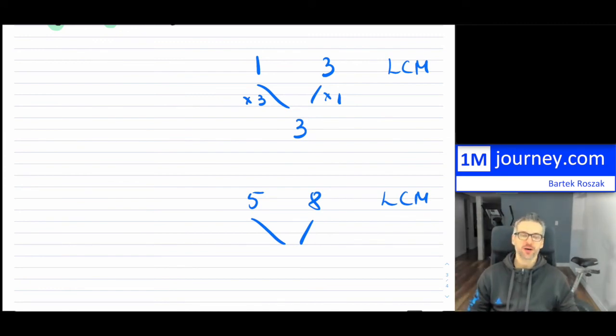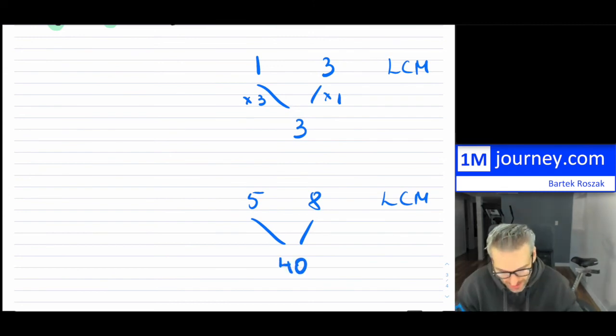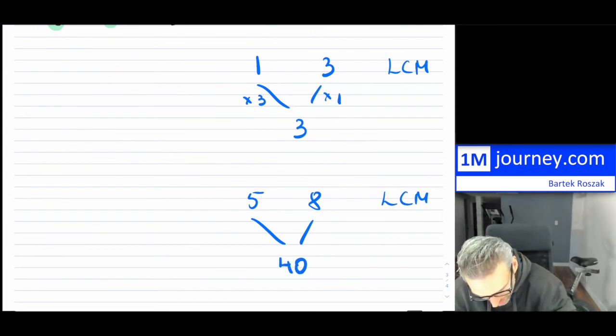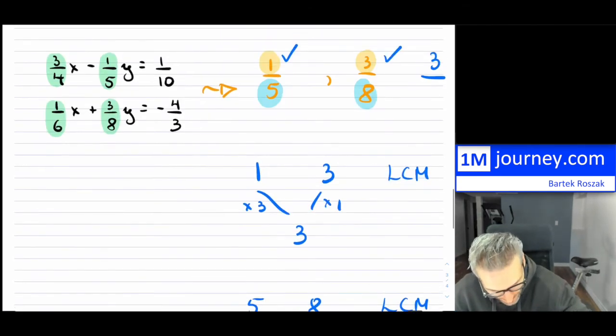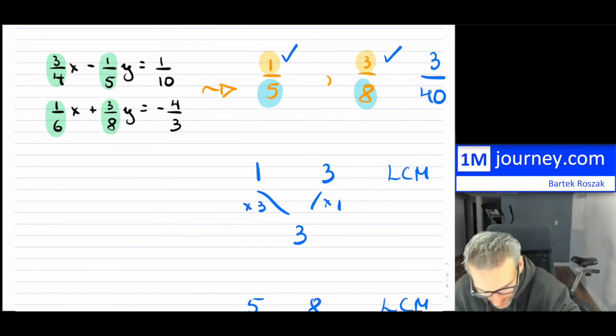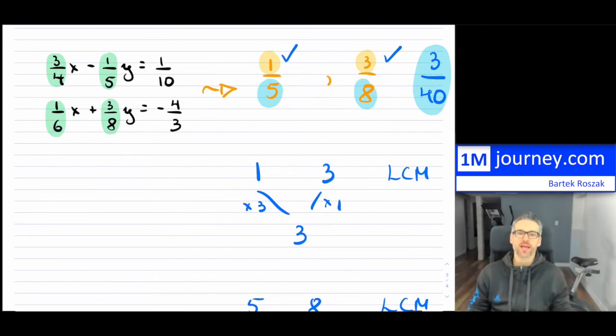Okay, and it turns out, in this case, unfortunately, it's 40. All right, you can't really get away from that. So it's going to be 40. Now, how to get to 40? Well, it's going to be multiplying this by 8 and then multiplying this by 5. So this right here is going to be our coefficient that we want to be able to create.